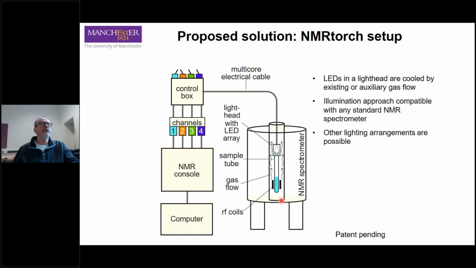As the standard size tubes are used here, this setup, with some perhaps minor variations, can be used on any spectrometer, high field or benchtop, and also without any probe modifications. So you can use potentially your favorite existing probe head, such as cryoprobe, for example, to illuminate the samples inside the spectrometer.